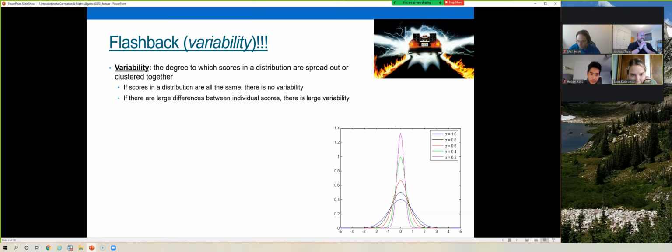Would the pink one have the greatest amount of, no, the least amount of variability? Yeah. And then the blue? Yeah. Has the most, right? So we're talking about how spread out these scores are.